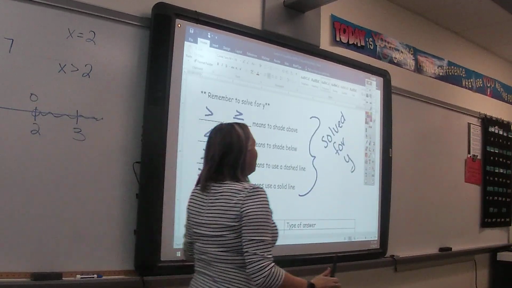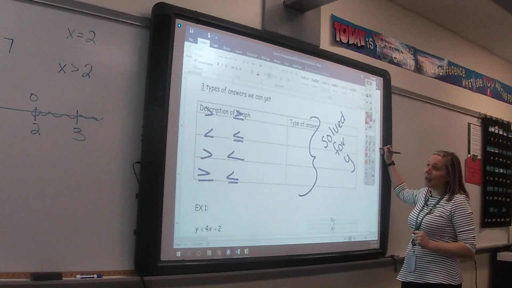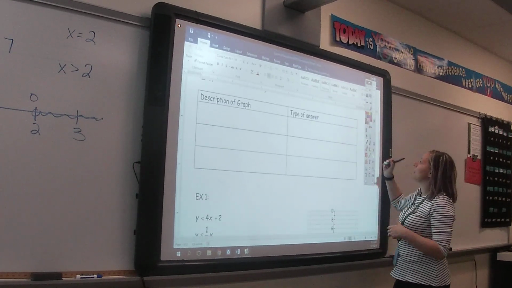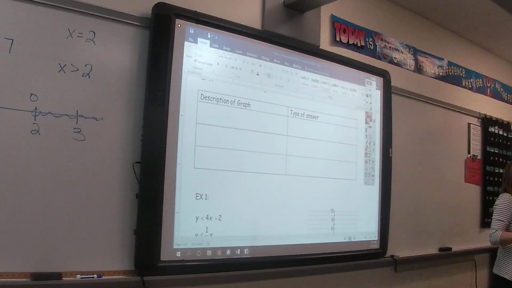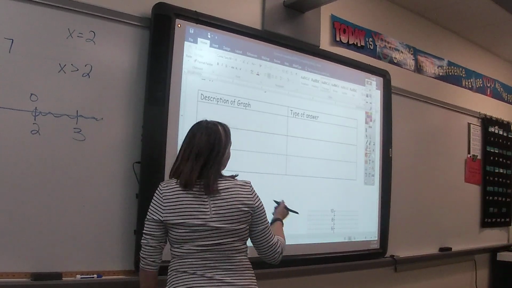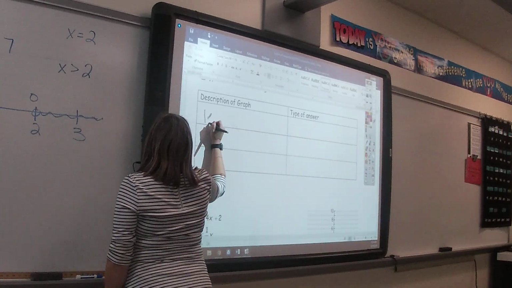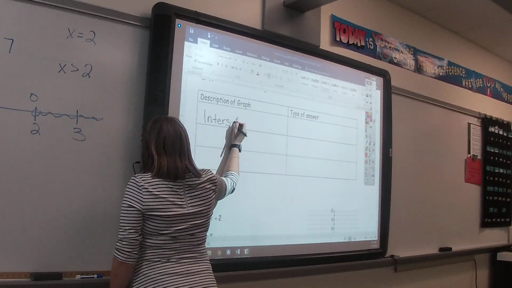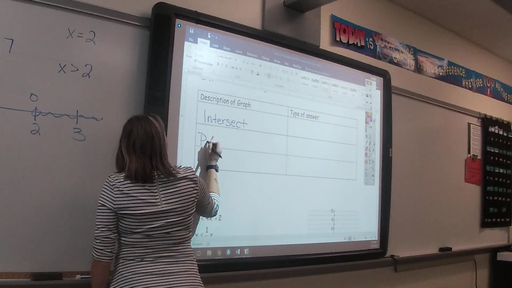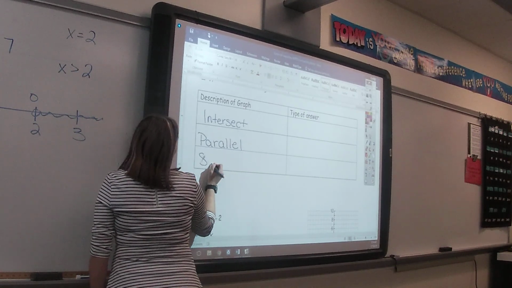So now when we look at this table and we talk about the types of answers we can get, our answers are going to look very different than they did when we had equations. Our lines will still be the same idea. Okay, so we can still graph two lines, and we can either get lines that intersect, lines that are parallel, or lines that are the same line.